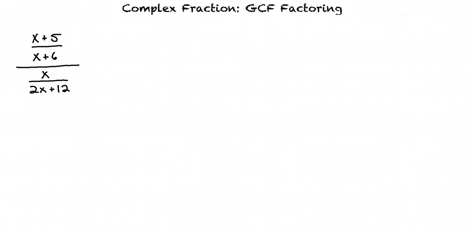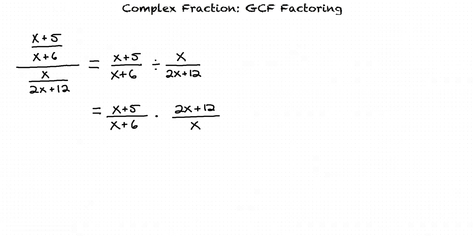Simplify (x + 5)/(x + 6) all over x/(2x + 12). We start by rewriting the complex fraction as division. We then divide by multiplying by the reciprocal of the fraction we are dividing by. So now what do we do?